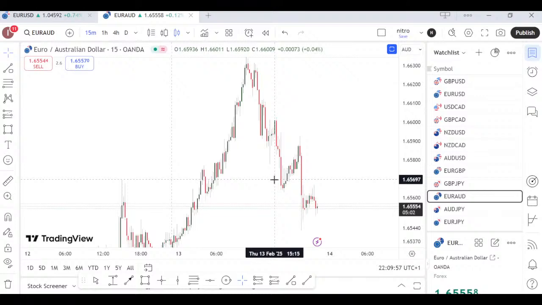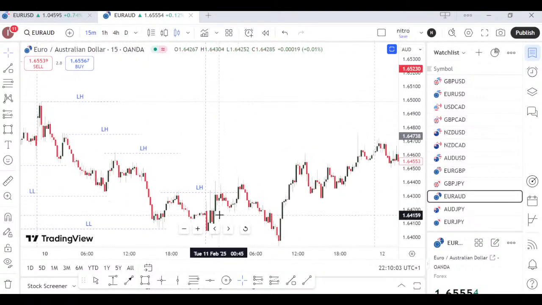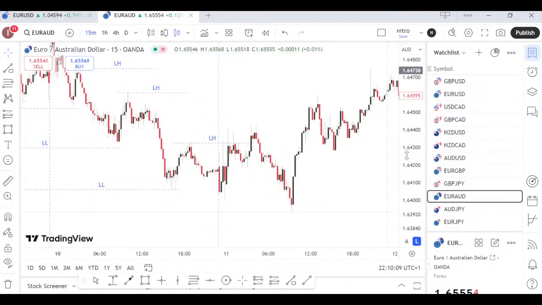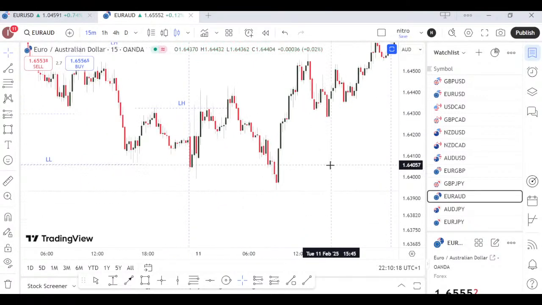That was not what we have in Euro AUD. You can see it. It was not from this leg, this particular leg here, that just moved on and broke this previous lower high. No. What happened was it came here, came back, and then went up. And then it came back. Now look at this.